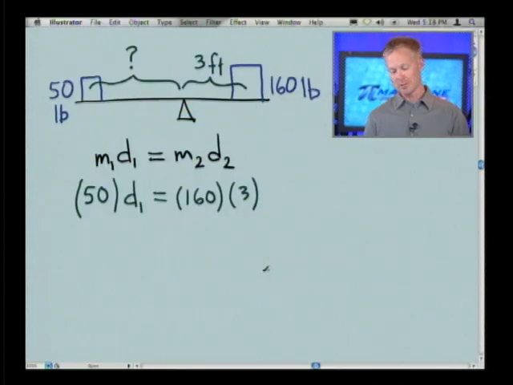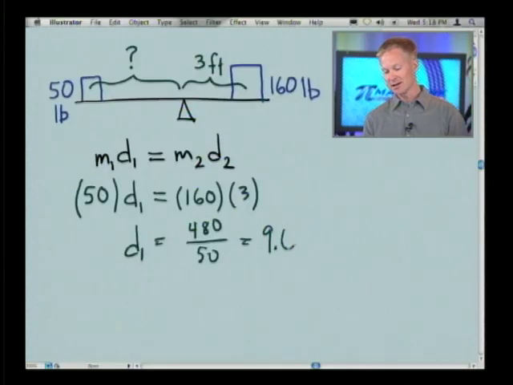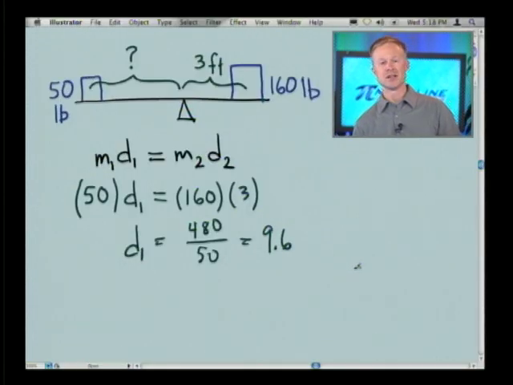A simple computation here, if you were to solve this one, it would become 480 over 50, which is 9.6. That's how far away the 50-pound child should sit to make up for an adult of 160 pounds who is only 3 feet away from the center. So you can adjust where the center is by the placement of the different weights, and this is basically what happens in the airplane.